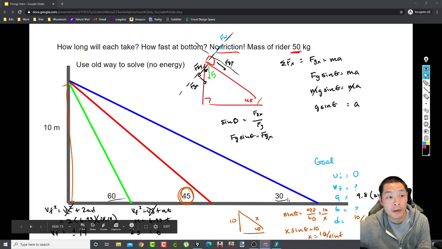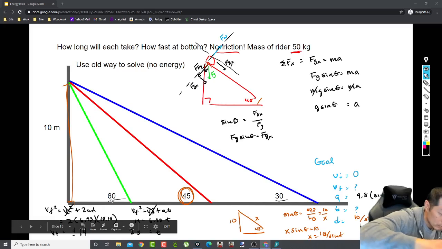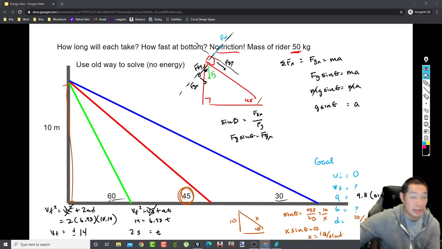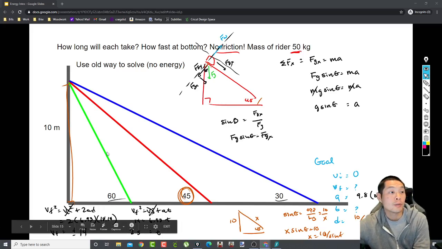The times, though, aren't the same. I believe this one's about 2.8. This was 2. And this one was, let me check, 1.6. So this one's the fastest because it's the steepest. This one's kind of in the middle. This one's the slowest because it's not as steep. But at the end, they're all the same.